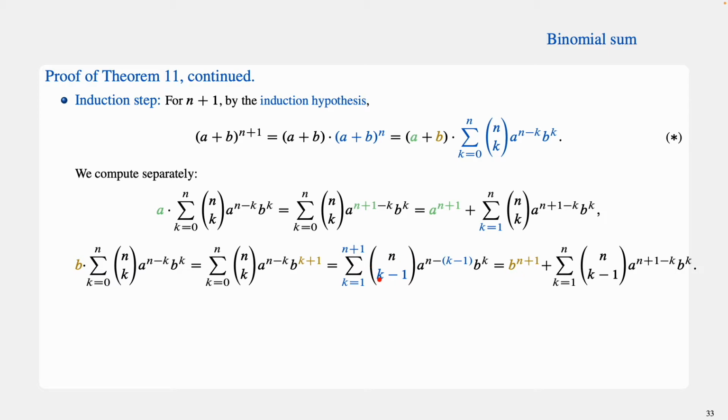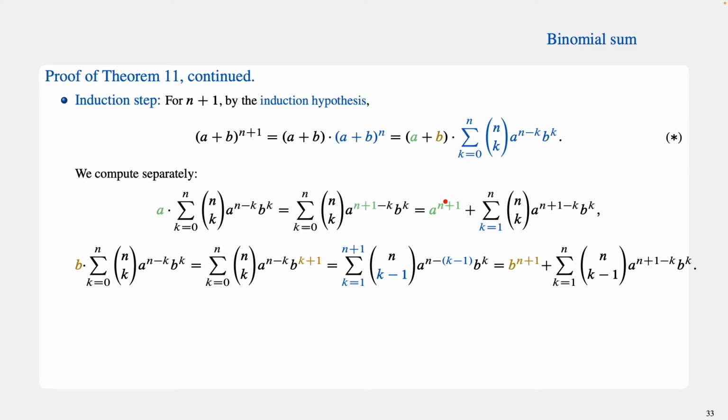Because if I plug in k equal to n plus 1 here, so the last summand in this sum formula, I get n over n, which is 1. I get a to the power of n minus n, so a to the power of 0, which is just a factor 1, and here I get b to the power of n plus 1. Then what remains in the sum here is just the sum from index k equal to 1 up to index n of the original sum.